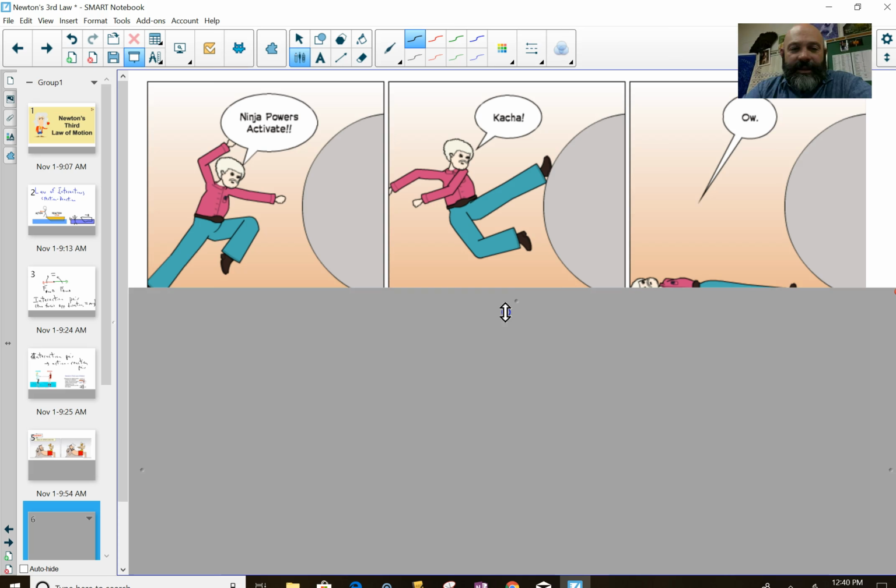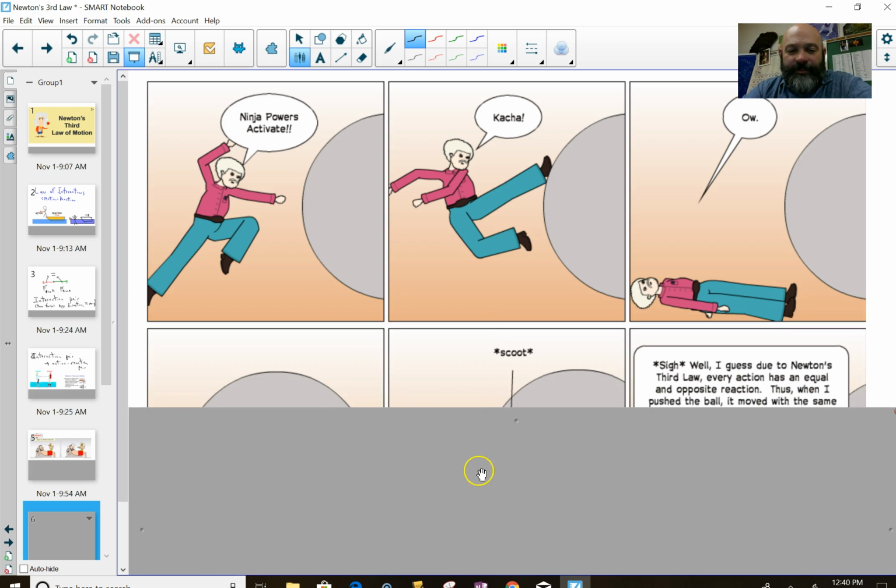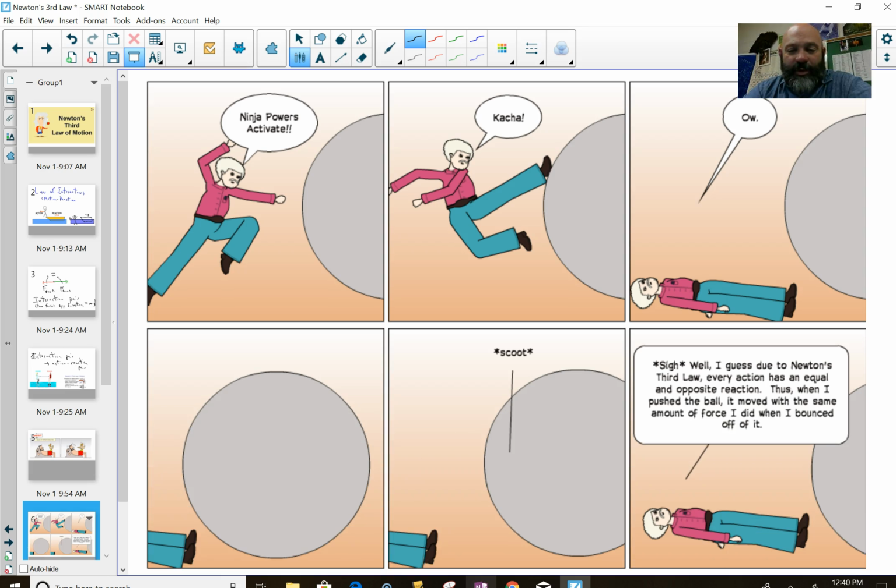Or here's another one. Ninja powers activate. Ka-cha, kick the big rock. Oh. You moved, a ninja person here, moved a lot more than what the rock did. See, the rock just scooted a little bit. I guess due to Newton's third law, every action does have that equal opposite reaction. But since the ball is putting that same force on me, and I'm much smaller than that great big rock, I move farther than the rock did.